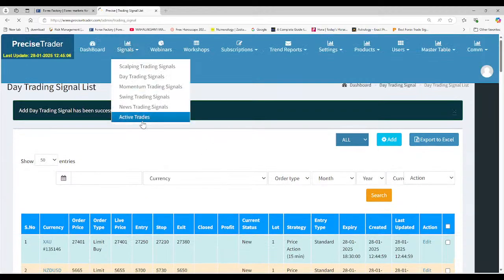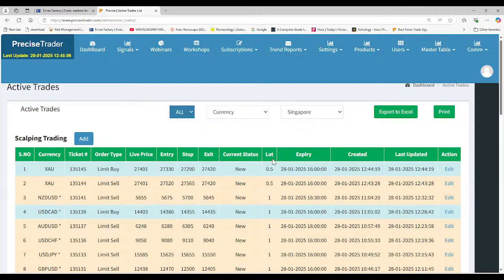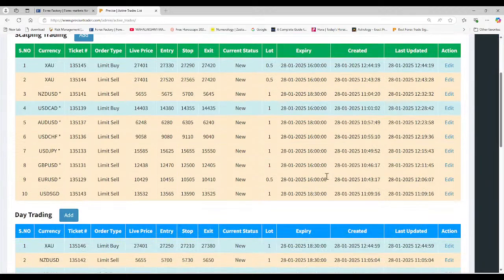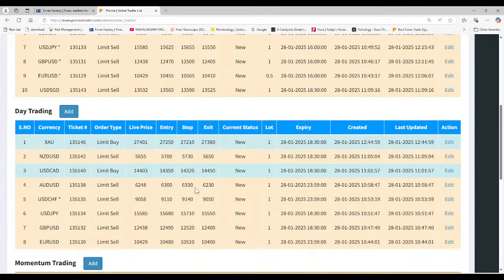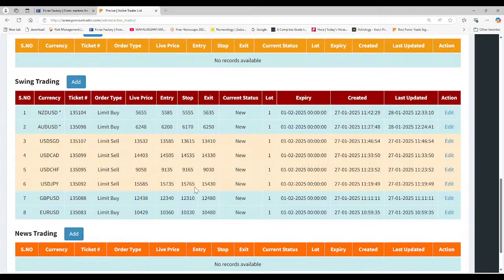I think that's about it. For those people who came in late, you may want to take a screenshot of the trades which we have given based on the market conditions as of today. This is scalping, take a screenshot; daily, take a screenshot; swing, take a screenshot. That's it.